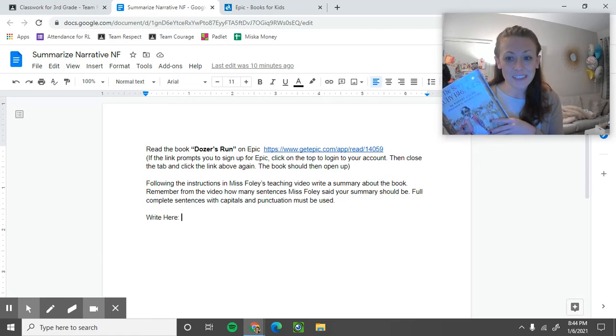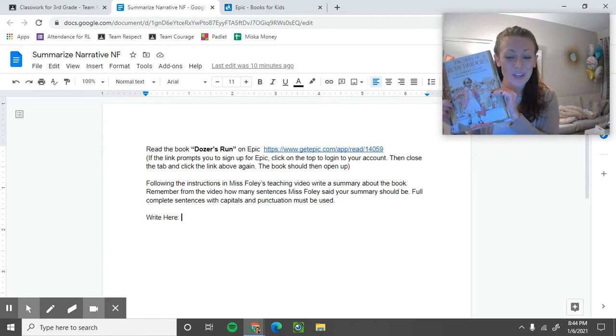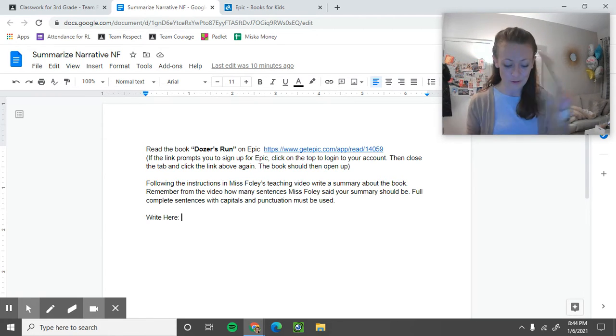What I suggest you do while you're reading your narrative nonfiction book is exactly what I did. I had my Post-its and a pen or a pencil. So make sure you have these materials. If you don't have any Post-its lying around, get your personal whiteboard or a piece of paper. You just need something to write on and something to write with. Make sure you have those before you start reading.